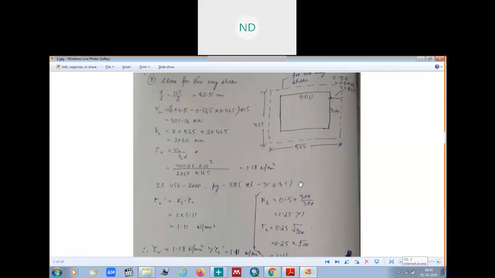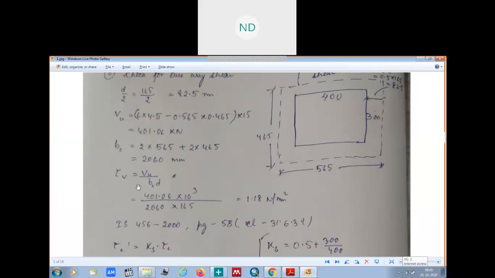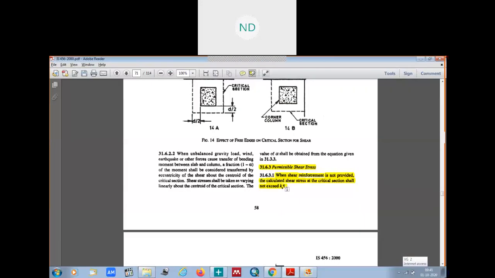That means the shear stress which we had calculated should not exceed this value Ks tau c, and if it exceeds, that means shear reinforcement is not provided.